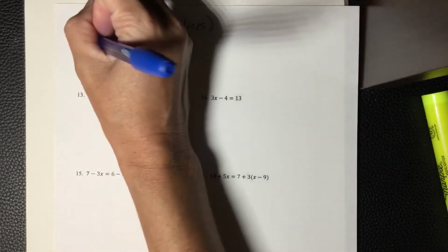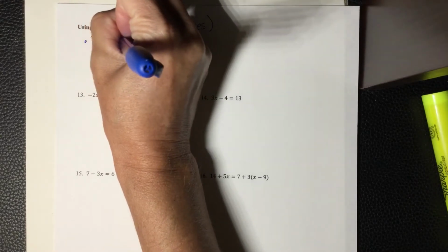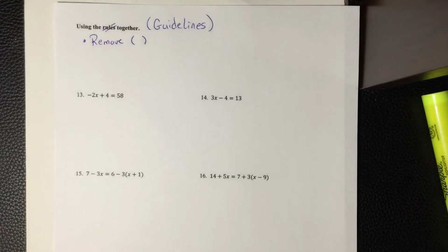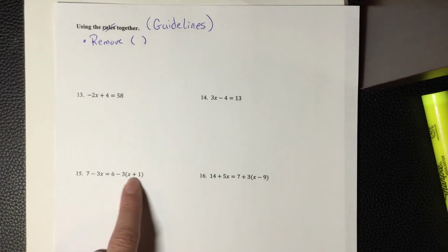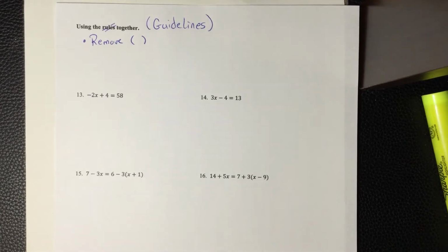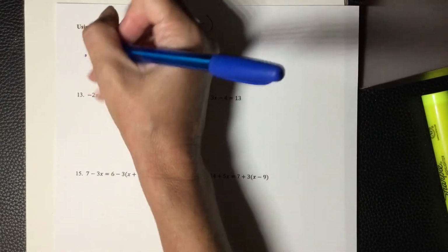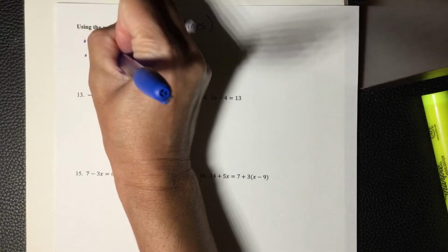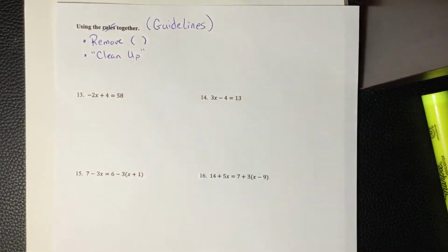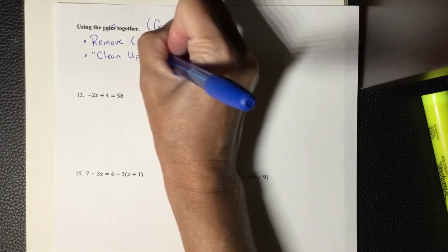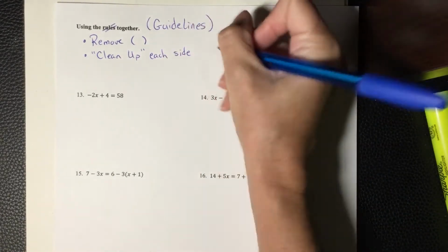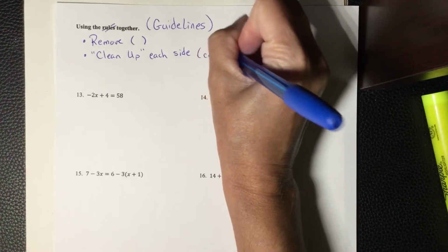So step one, or the first one I'm going to put on there, is if you have parentheses, it's a good idea to get rid of those. Now by parentheses, I'm talking about something like number 15, where you've got more than one term inside your parentheses. I'm not talking about parentheses that just indicate multiplication. So we're going to use what's called the distributive property to rewrite those. So once that's done, there's what I call a cleanup step. And so we're going to clean up each side, and we do this by combining like terms.